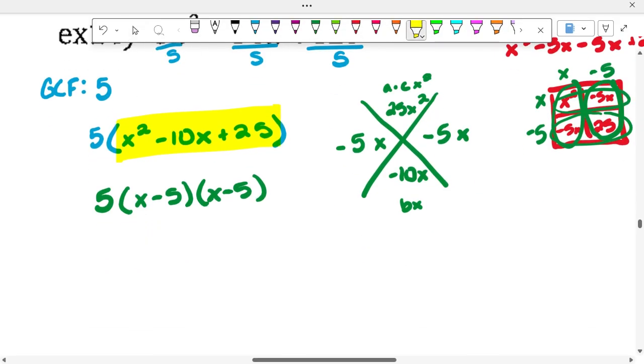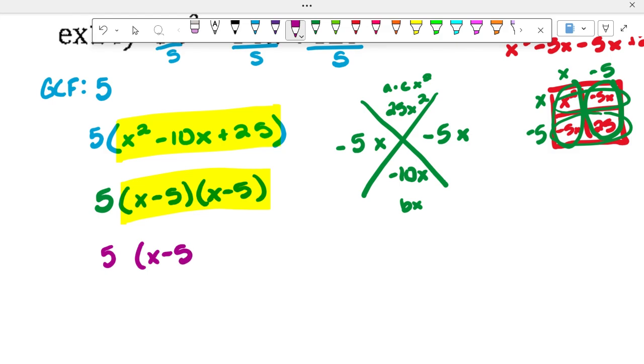What's a way I could rewrite this? What's a way that I could rewrite those 2 binomials shorthanded? All right, X minus 5 squared. So that actually was a perfect square trinomial. So that's an example of if you didn't recognize that was a perfect square trinomial, just do big X, you'll end up with the answer anyway.